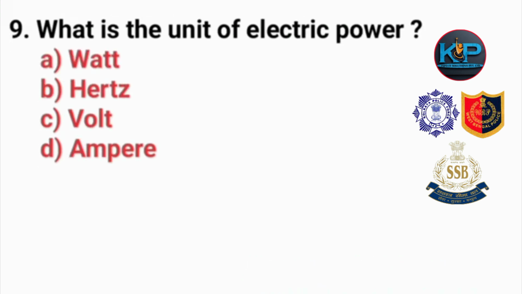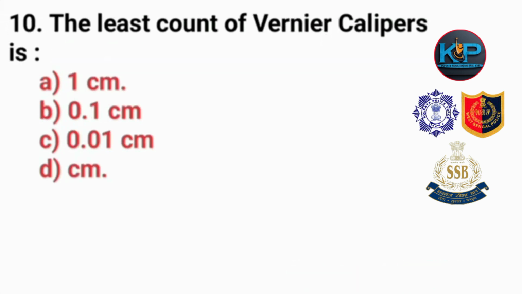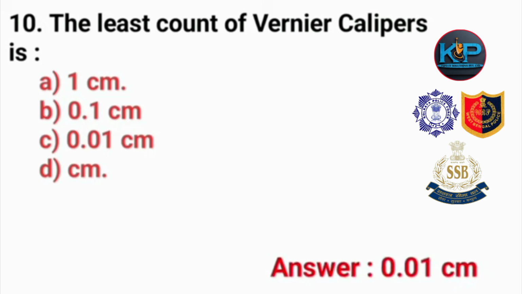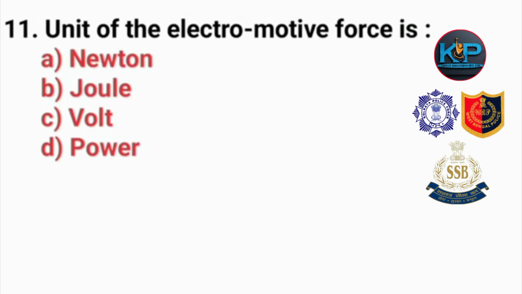Question number 9. What is the unit of electric power? Answer. Option A. Watt. Question number 10. The last unit of Barnard's clippers is? Answer. 0.01 cm. Question number 11. Unit of the electromotive force is? Answer. Option C. Volt.